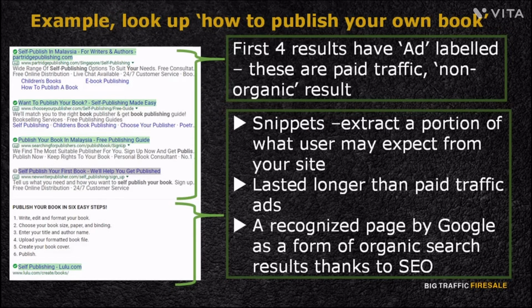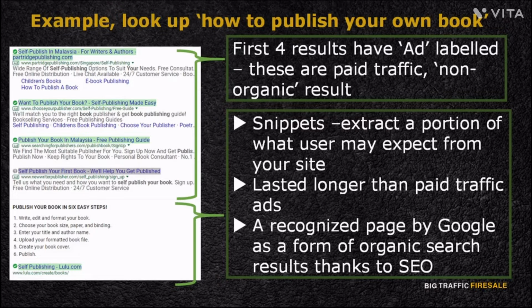As you can see, the first 4 results have an ad label beside their link. These are paid traffic ads, or simply non-organic results. Further down, as mentioned before, you may even see snippets linked to a site. According to Google, snippets are programmed to extract a portion of what users would see on your site. This featured snippet helps boost the user's attention to your site.